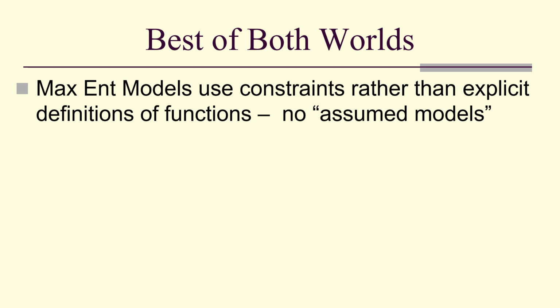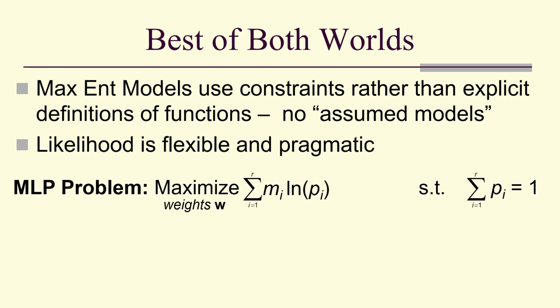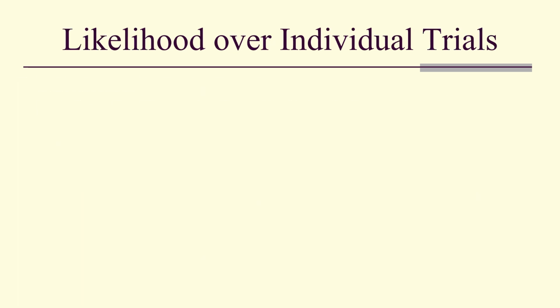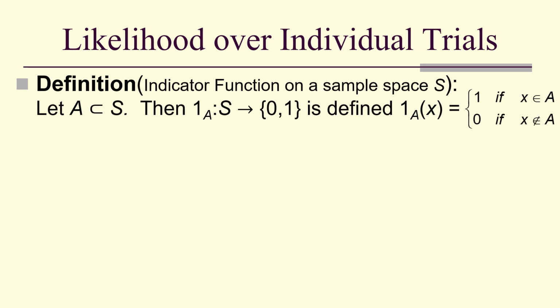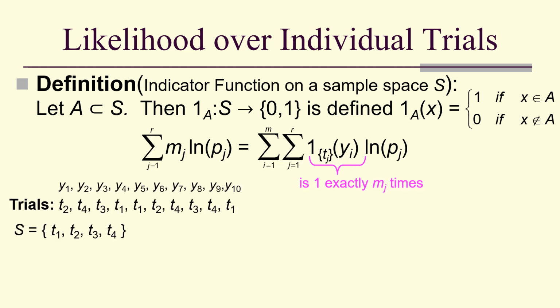Maximum entropy models use constraints rather than explicit definitions of functions, no assumed models, but likelihood is flexible and pragmatic. Here's our maximum likelihood problem with summation notation. And especially, what if we transform the maximum likelihood problem into sums over individual trials? To get likelihoods over individual trials, we use what's called an indicator function, which is defined here. And that allows us to write this single sum as a double sum, but notice now we've got an i equals 1 to m over the trials, because the indicator function will be 1 exactly m sub j times in the inner sum. Let's look at an example.